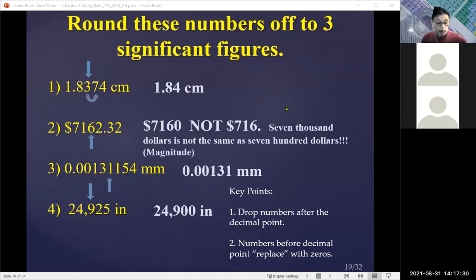Okay. Which slide? Let's see. 19. All right. Well, let us stop it here.